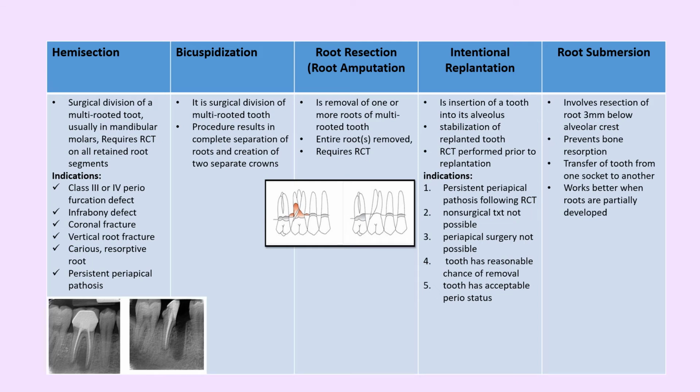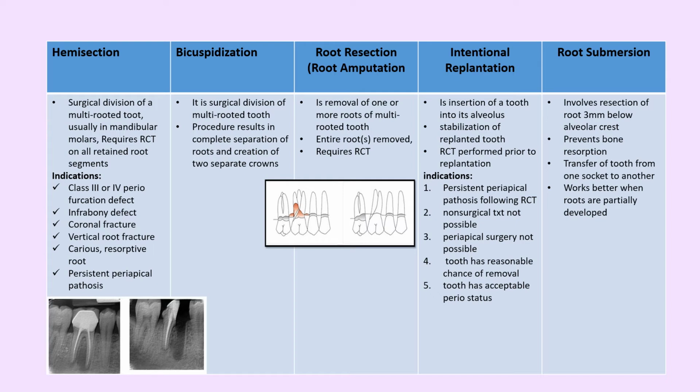Now we can see they are different here: hemisection, bicuspidization, root resection. Hemisection is where you are surgically cutting the tooth into two halves, usually the mandibular molar, and you are removing the diseased half. While in bicuspidization, you are retaining both halves, but you're turning them into two premolars, a molar into two premolars. So why are you doing that? To gain more accessibility, more visibility in the furcation area, to treat the resorption or to treat the furcation involvement.